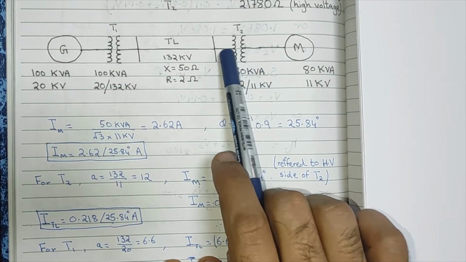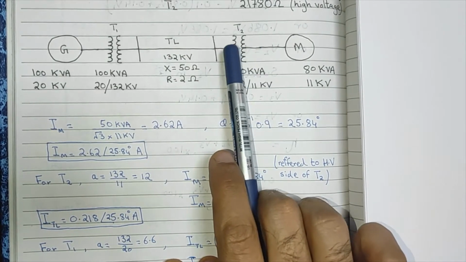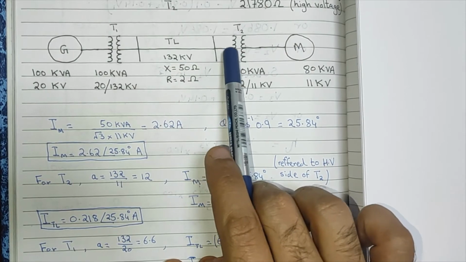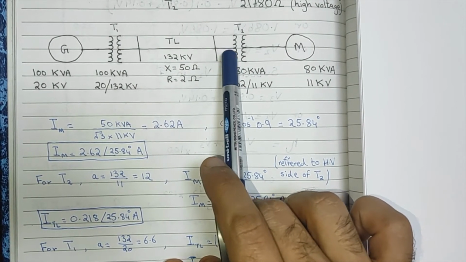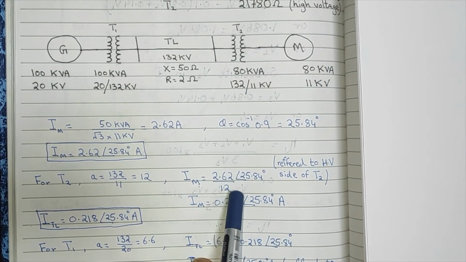Because remember, this is a step up. This is a step down transformer. If you look at it from this side to this side, this is a step down transformer. It is going to the load. So this side will have a high... This side will have a lower current because this is the transmission line side. So you always divide it with the turns ratio.